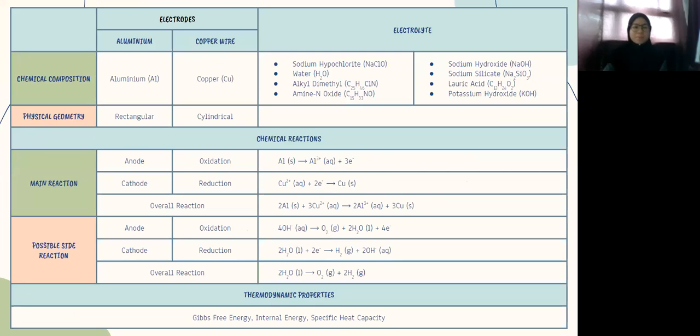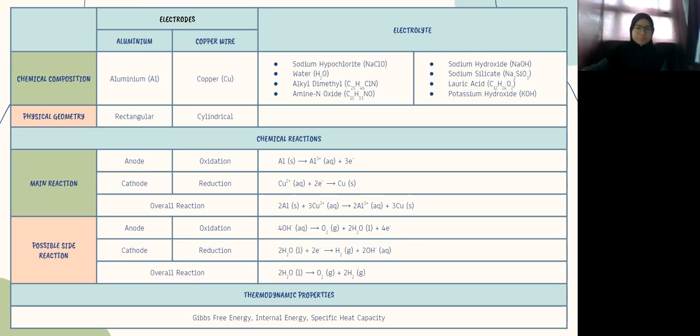So first of all, for the chemical composition of our electrodes, which are the aluminium and copper wire, the aluminium is pure aluminium and the copper wire is also copper. For the electrolyte, we use Mr. Muscle Drain Declogger. The chemical composition present in the electrolyte is sodium hypochlorite, water, alkyl dimethyl amine oxide, sodium hydroxide, sodium silicate, lauric acid, and potassium hydroxide. The physical geometry of our electrodes: for the aluminium, it is rectangular. For the copper wire, it is cylindrical.